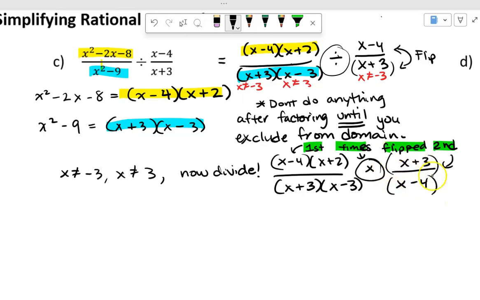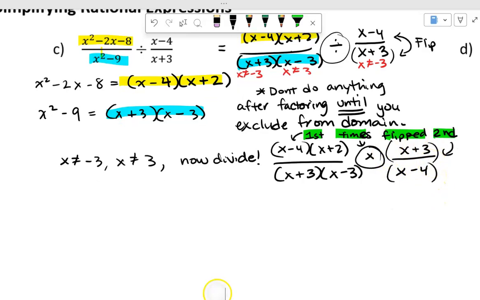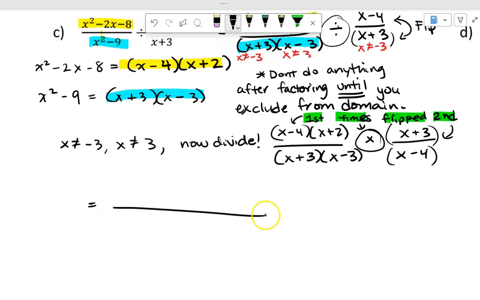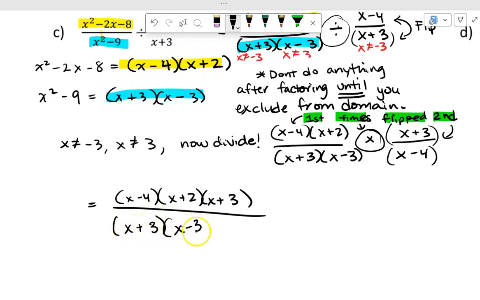So I'm going to go ahead and put some parentheses around my second fraction, and I have across the top x minus 4, x plus 2, x plus 3. On bottom, x plus 3, x minus 3, and x plus 4. Or I'm sorry, x minus 4.